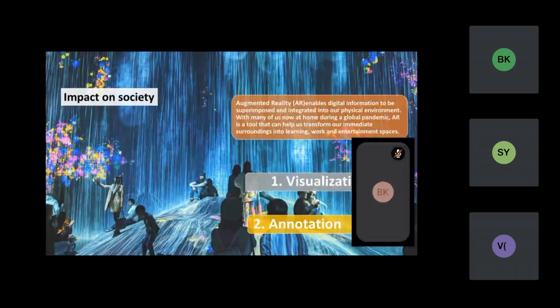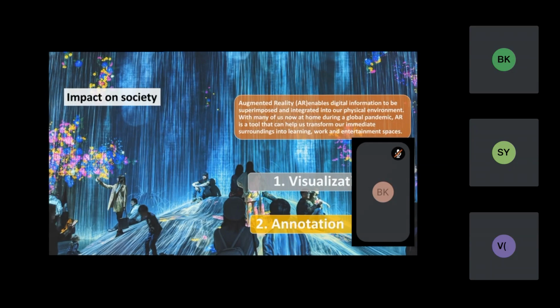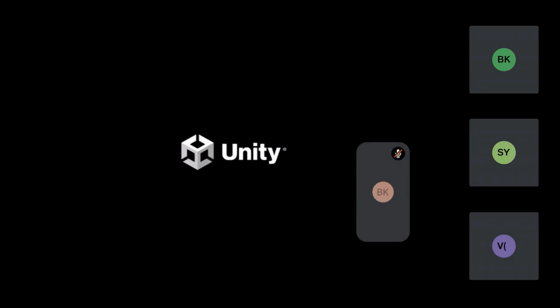Visualization, as I have told, is that AR can bring something that you're imagining into reality. Something you're thinking, it tries to bring into reality. And annotation is nothing but the way how you're doing it. So my project over here is the same thing, as I said, conversion of 2D to 3D. I have used two softwares over here, Unity and Vuforia.